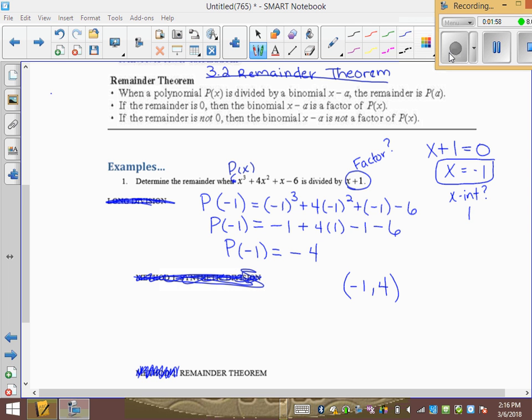So is this an x-intercept? No. Is this a factor? No. The remainder is, oops, -4. I should say negative. The remainder is -4. So it's not a factor. It's also not an x-intercept because the coordinate's -1, -4. It's not -1 and 0, is it? Okay.